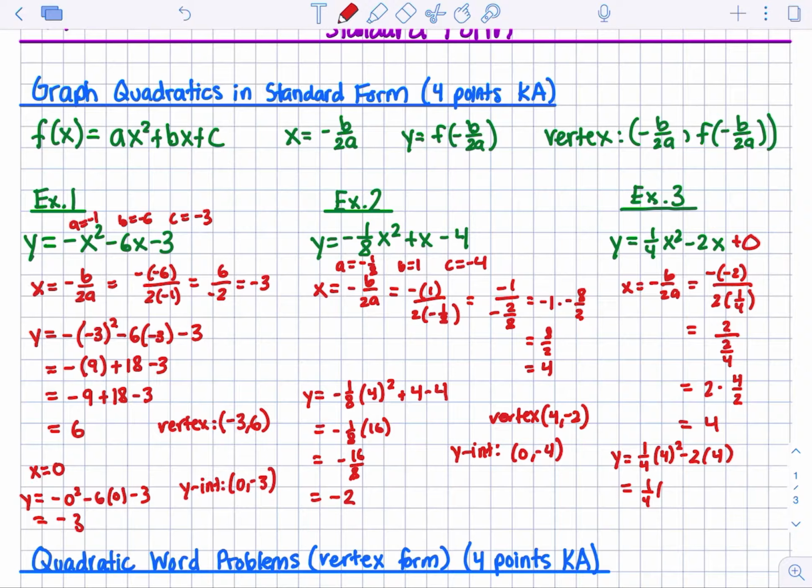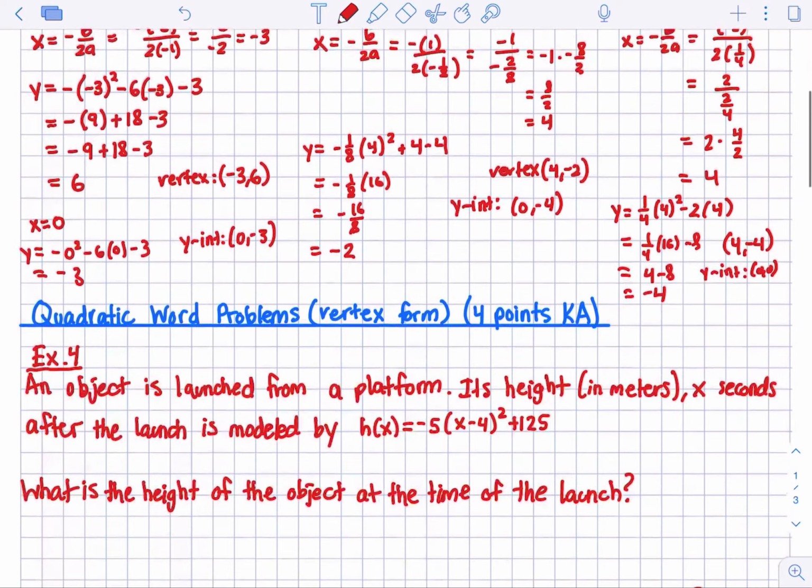1/4 times 16 minus 8. 16 divided by 4 is 4 minus 8, which is just -4. So (4, -4). Your y-intercept is (0, 0). And you graph those 2 points. Okay, so that's graphing.